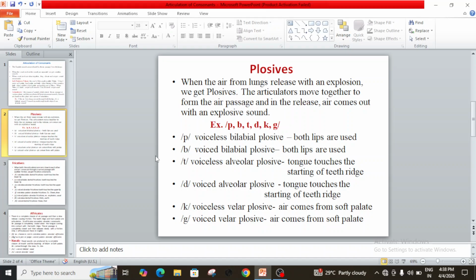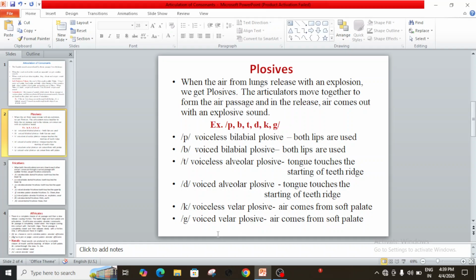Next example is K. In K there is no vibration of the vocal cords, but here the air comes from the soft palate. So it is a velar plosive. There is no use of the teeth ridge and tongue. So it is a voiceless velar plosive.